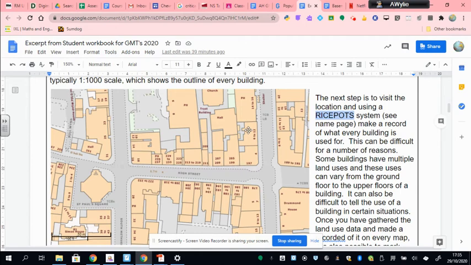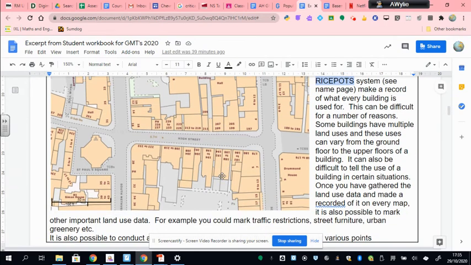When you see a building, you would walk around the town and write the letter on the building to represent what it was. So that's the data gathering. And it's an appropriate technique because you actually have to visit the place, which means you're getting live data. It's going to be accurate for that moment in time.